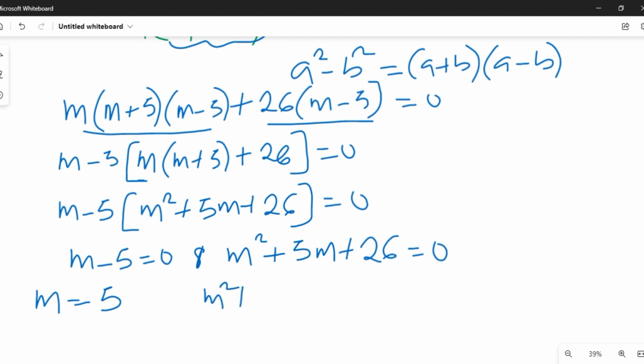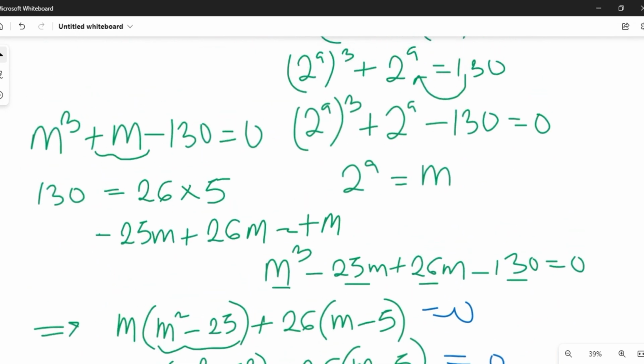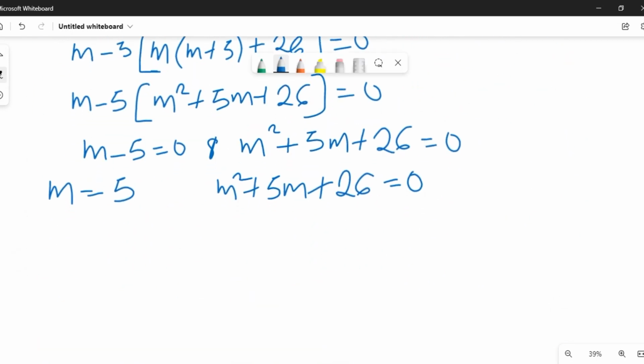m square plus 5m plus 26 is equal to 0. So since the main polynomial is a polynomial, we are going to get three solutions. So we've gotten one of the solutions, which is m is equal to 5. To get the other two solutions, we'll have to use a quadratic formula.